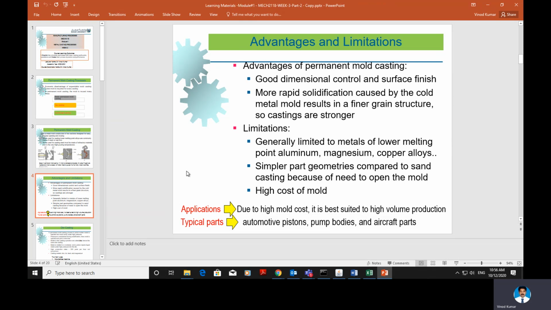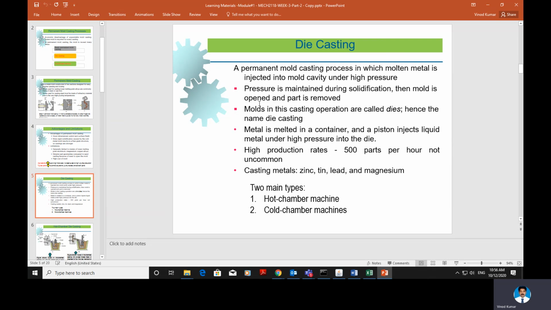Now we have die casting, which is very famous and a common process in manufacturing. It is a kind of permanent mold casting in which molten metal is poured into a mold cavity under high pressure. Pressure is maintained even during solidification. Then the mold is opened, and the part is removed. The mold in this casting process we term dies, hence the name die casting.